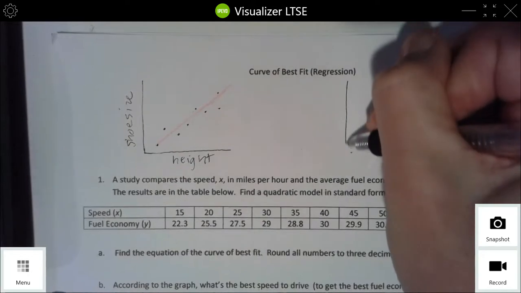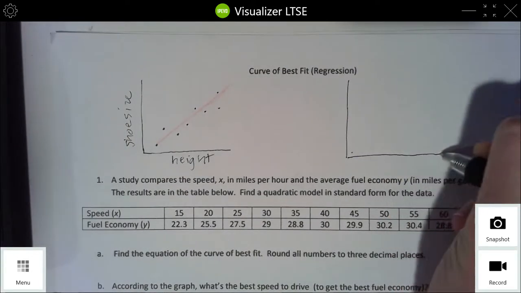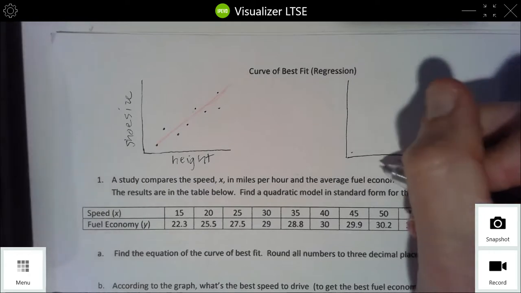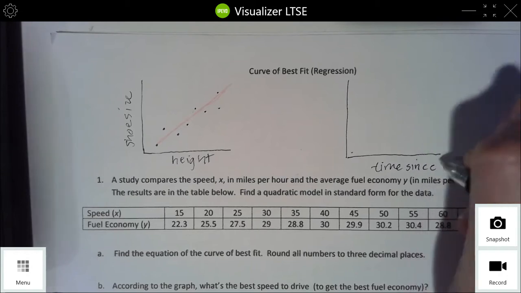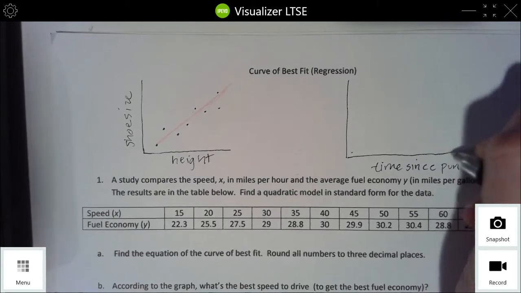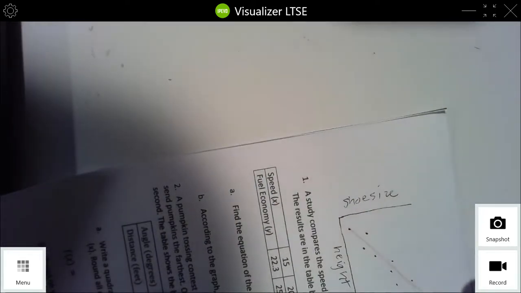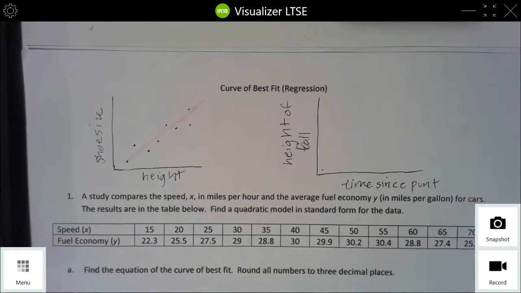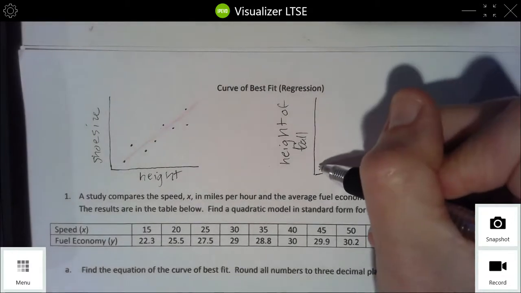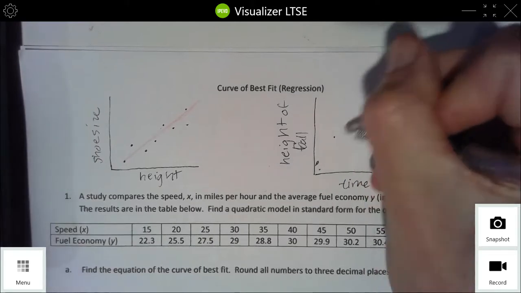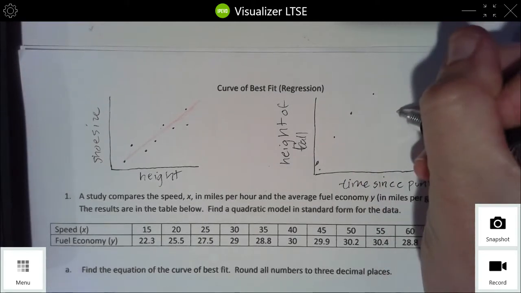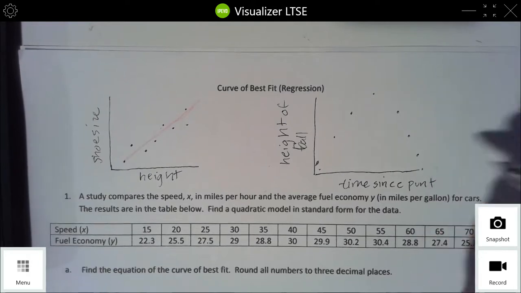Now, other data doesn't come in a linear form, but it might take a different shape. So for instance, if you had the time since the punt, like you're punting a football, how much time has passed in seconds, and then the height of the ball. If you were looking at the time and the height, you would notice that as time passed, and we're talking about just a few seconds here, the ball would go up and reach a peak and then come back down again until it was back on the ground.